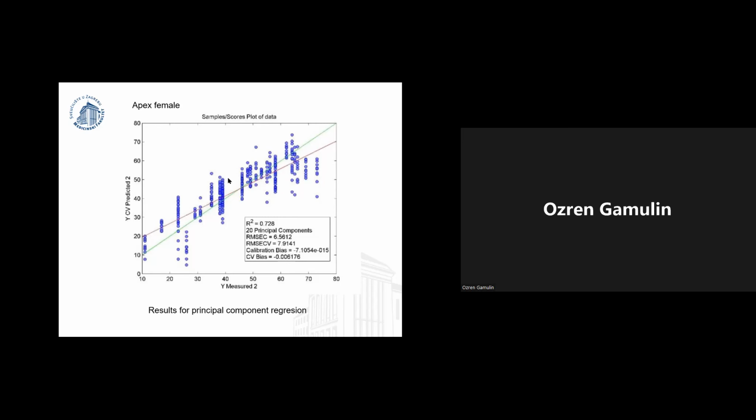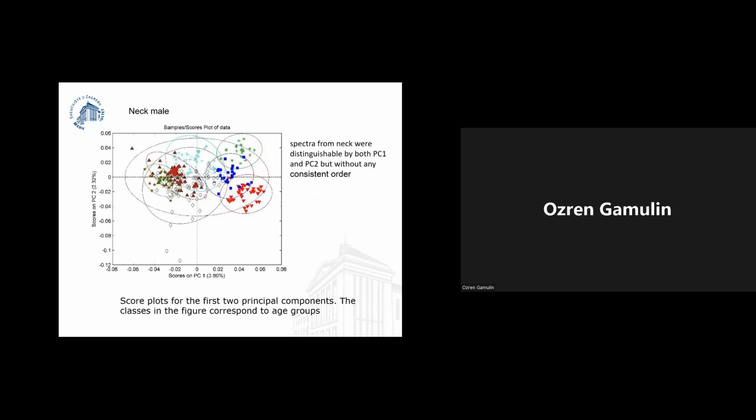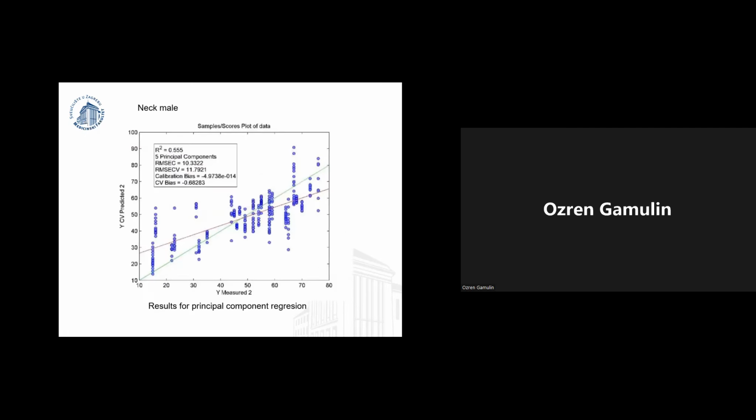Then we go to the next tooth site. We go to the neck. First, we observe male neck, or we observed spectra recorded from the neck of the males. Spectra are still grouped, but they are grouped in a less consistent manner because there is no clear separation according to PC1 component as we have in case of the apex. And of course, correlation is worse. Coefficient of correlation is 0.55. Cross-validation error is 11, and calibration error was 10.